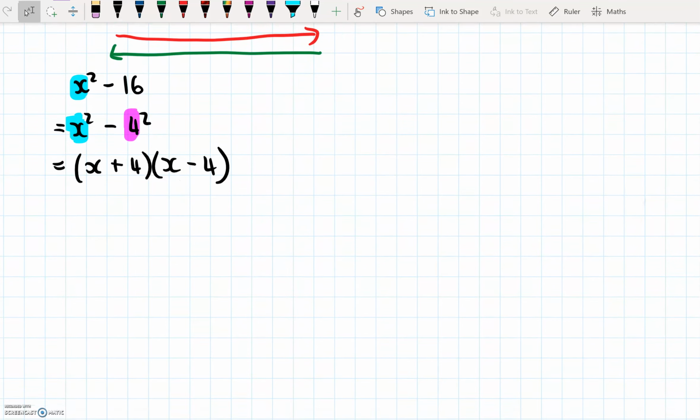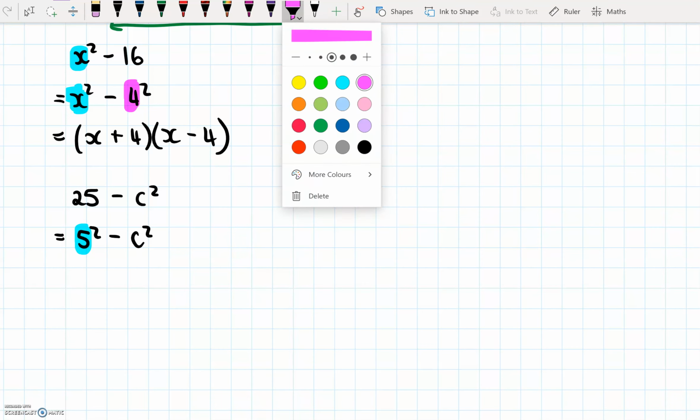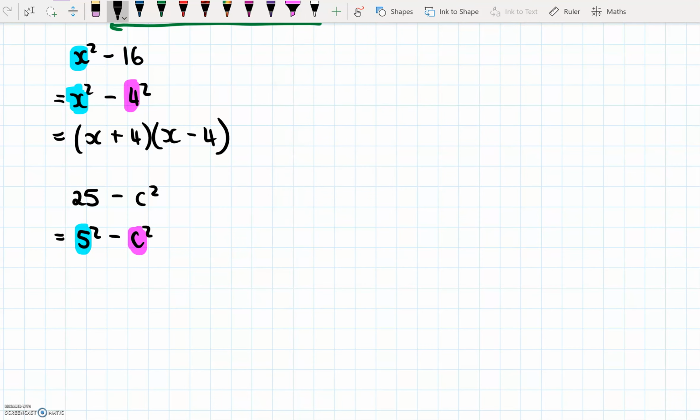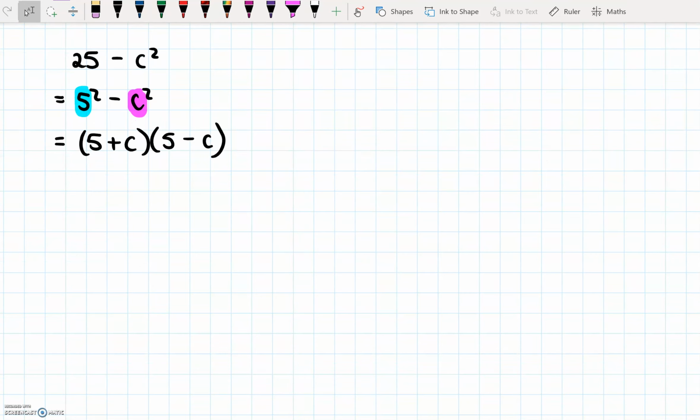All right, let's try another one. If I said we want to do 25 minus c squared, that's the same as 5 squared minus c squared. Again, 5 is our first square and c is our second square. So we can turn this into (5 plus c)(5 minus c). And that's it.